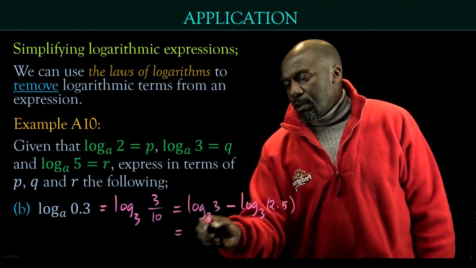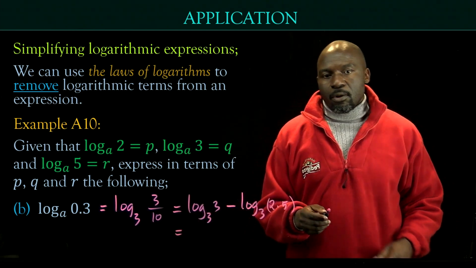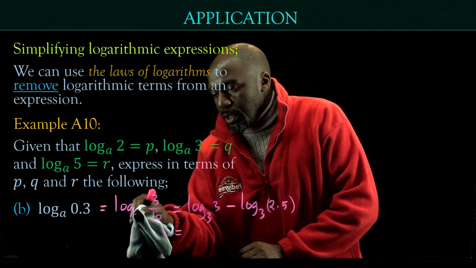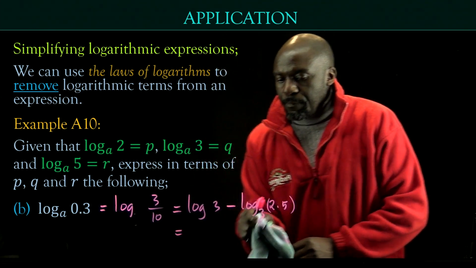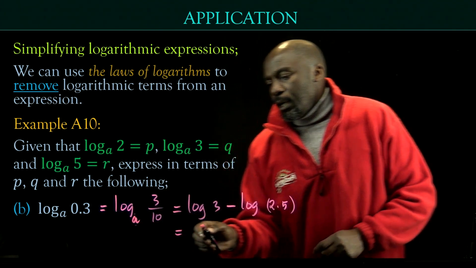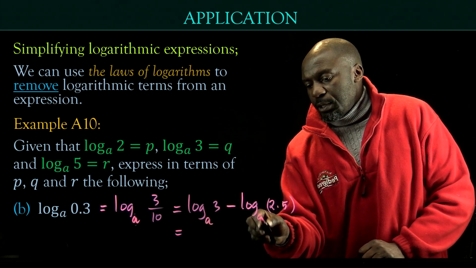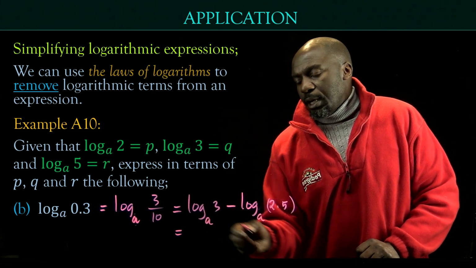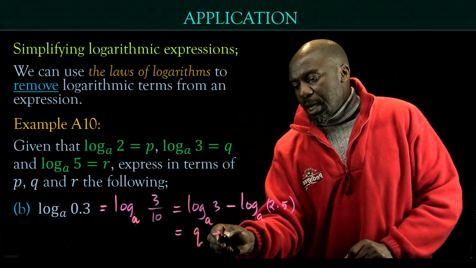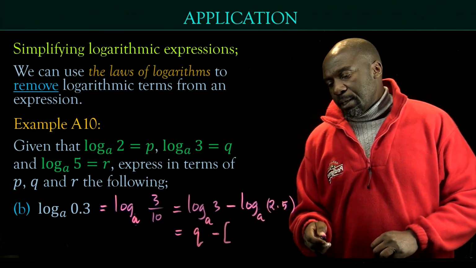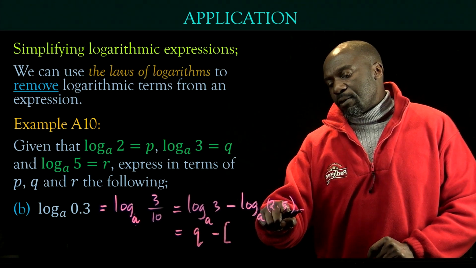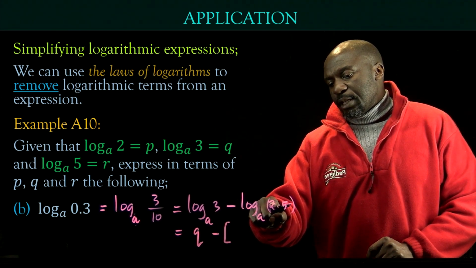So then this is log to base 3, or log to base a, sorry, is it? Log to base a, not log to base 3. So I'm just going to change this here. This is base a, that is base a, and this is base a. So this is log to base a of 3, which you already know is q, minus log to base a of 2 times 5, which is log to base a of 2 plus log to base a of 5.